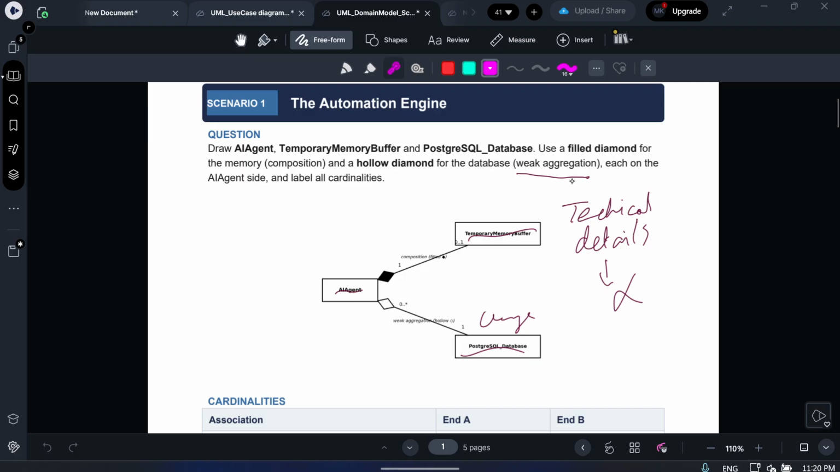It's like a real world thing, but we need to understand concepts, for example. But we can use it, for example, so that the memory is composition, and the hollow diamond is for weak aggregation, each AI agent on its side. So composition here is something that cannot independently live without the other. This can independently live without this, but this cannot independently live without this. It's a must.